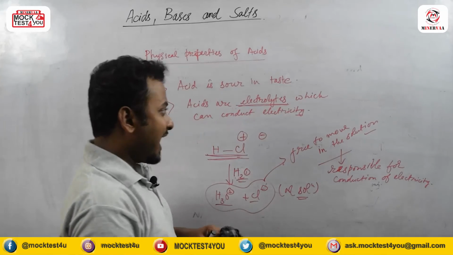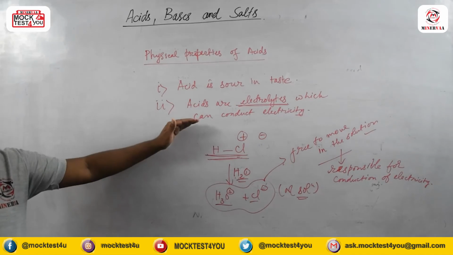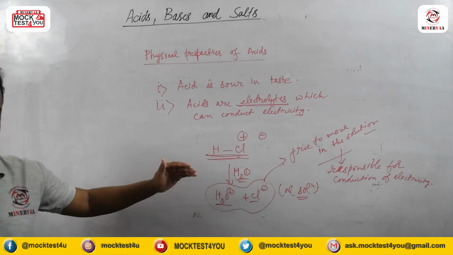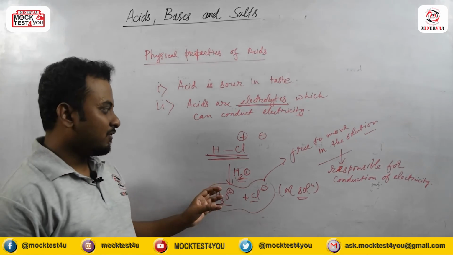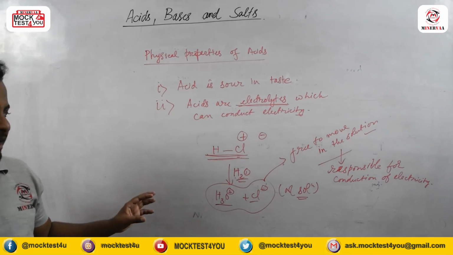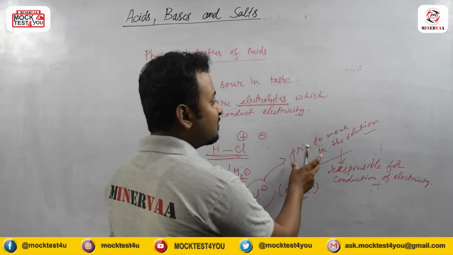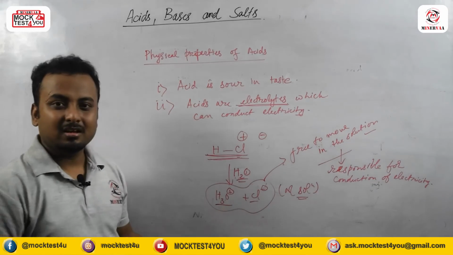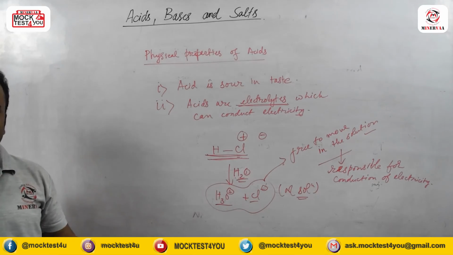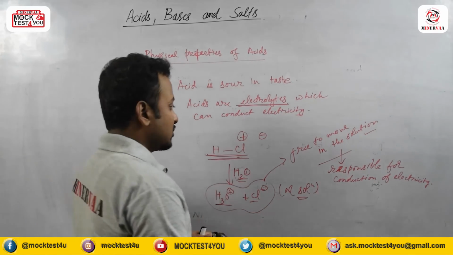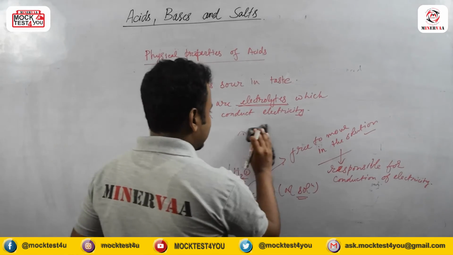So acids are electrolytes which, when dissolved in water or any other kind of solvent where it is soluble, will get dissociated into ions, and due to the movement of these free ions, that solution will conduct electricity. So this is a good property of acid, right?